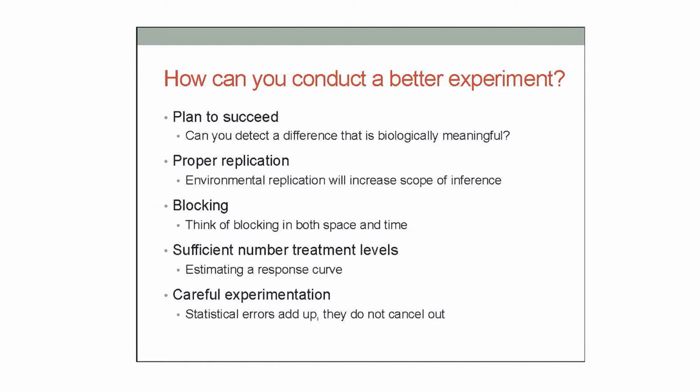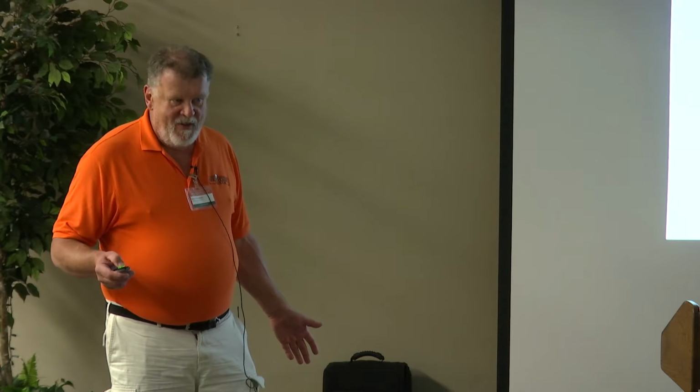So how to conduct a better experiment? First of all, you want to plan to succeed. Failure is not an option. Or, to belabor it, failing to plan is planning to fail. What you want to do is be able to detect differences that are biologically meaningful. I may be able to detect a 1 bushel per acre difference in corn yield. I'm sorry, folks. Missing 1 row in a cornfield probably gives you larger error than that.